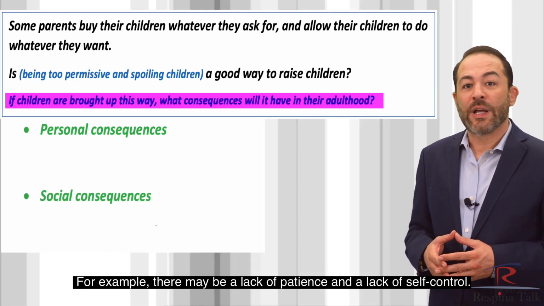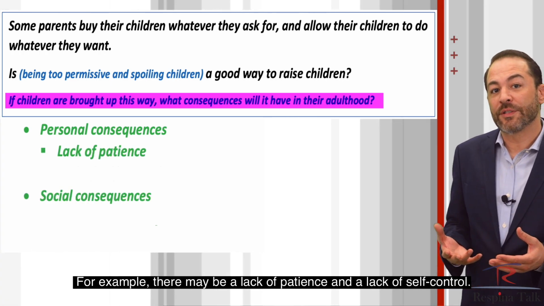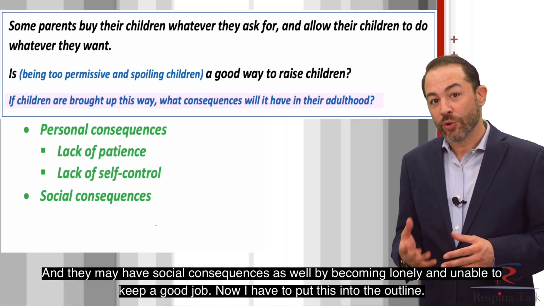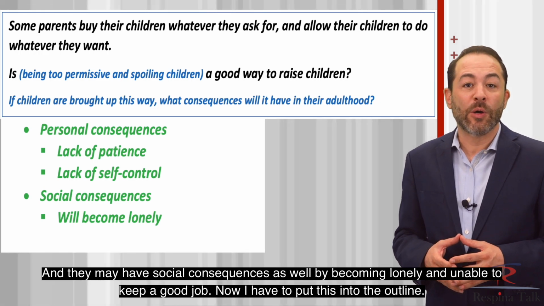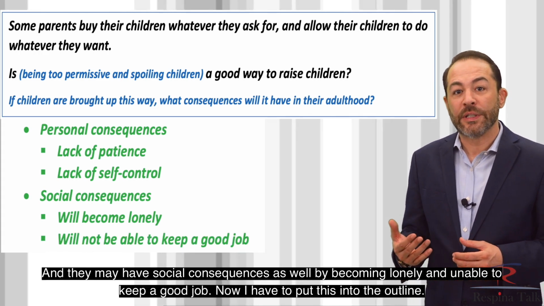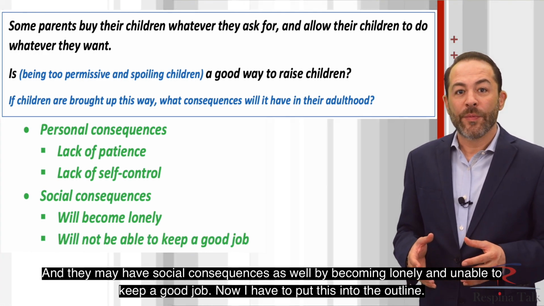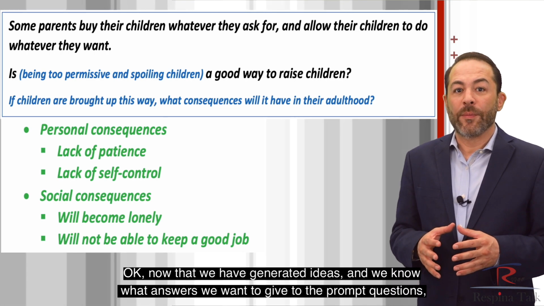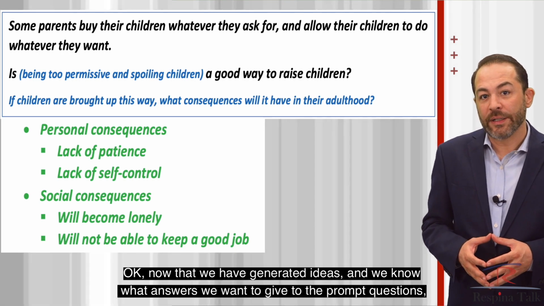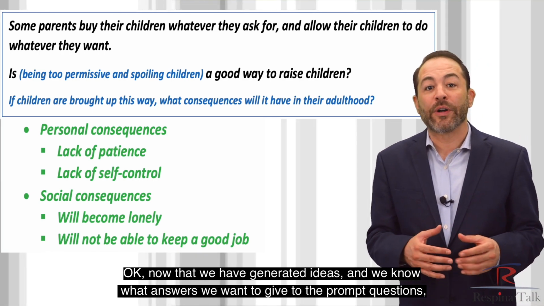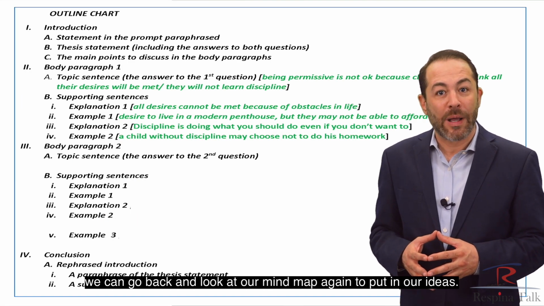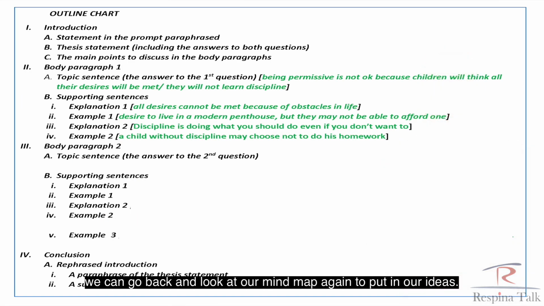How? For example, there may be a lack of patience and a lack of self-control. And they may have social consequences as well by becoming lonely and unable to keep a good job. Now, I have to put this into the outline. Okay, now that we have generated ideas and we know what answers we want to give to the prompt questions, we can go back and look at our mind map again to put in our ideas.